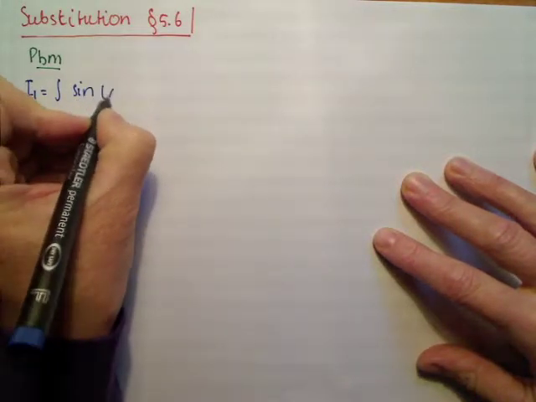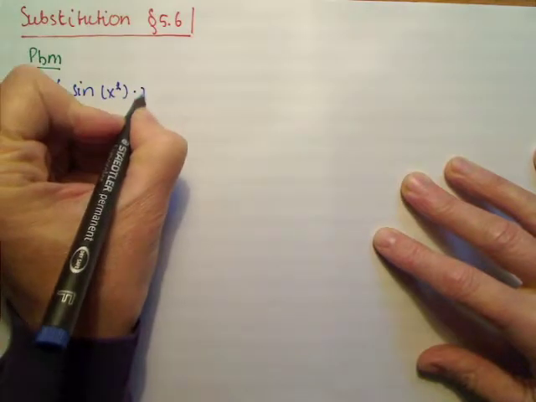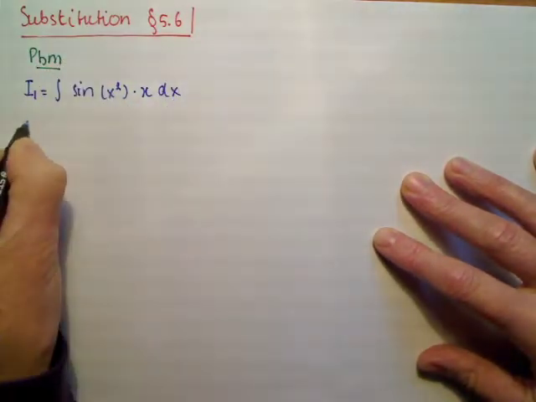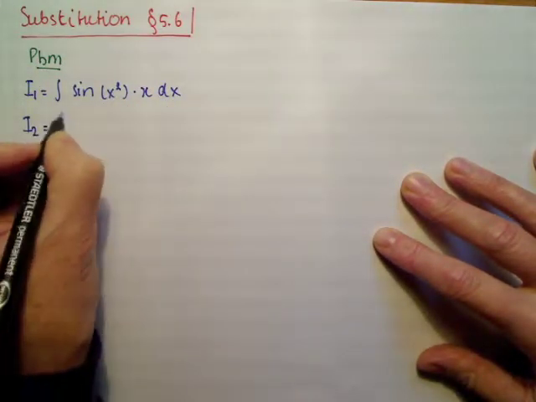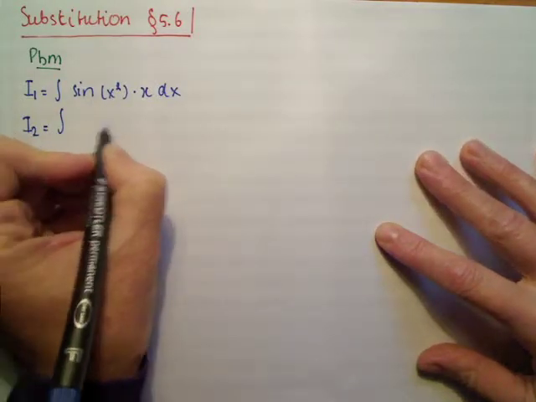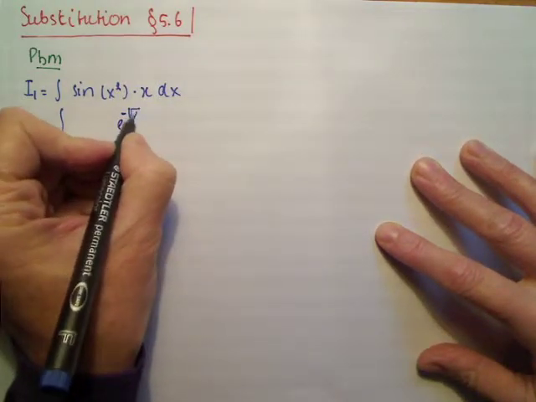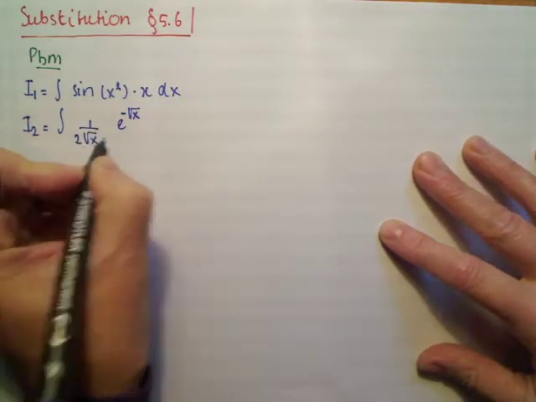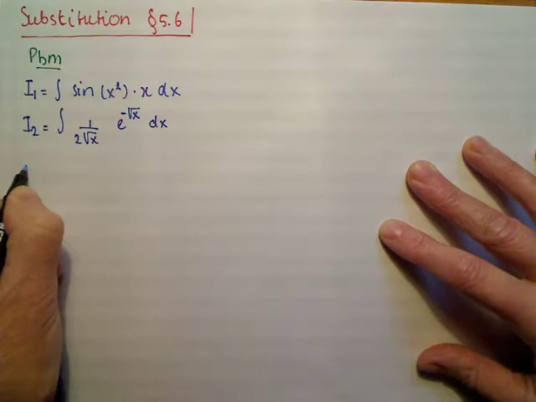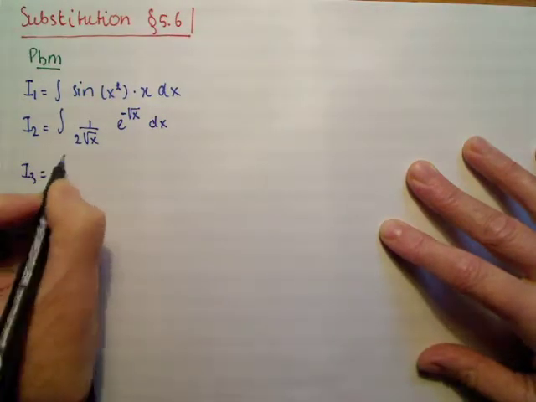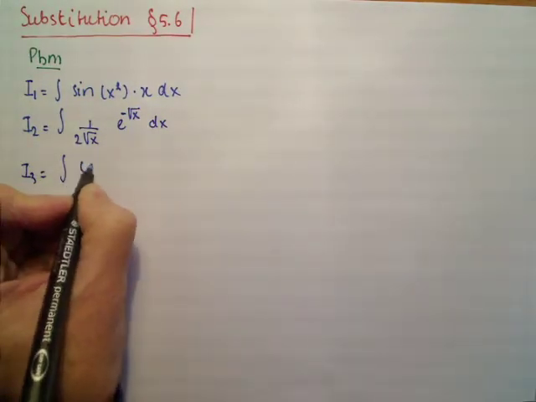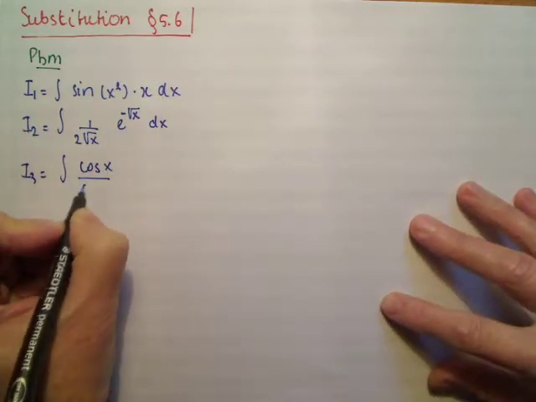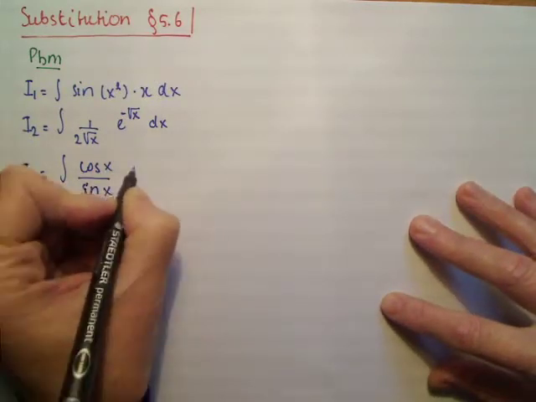The first one is sine of x squared multiplied by x. The second is that we wish to calculate the primitive of the function e to the minus square root of x divided by 2 square root of x. The third one is the function cosine of x divided by sine of x.